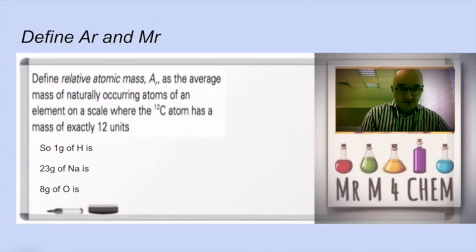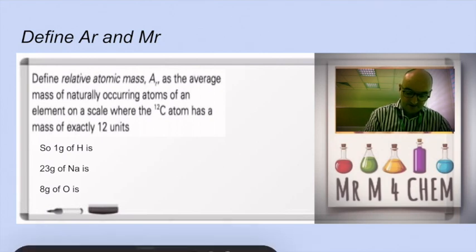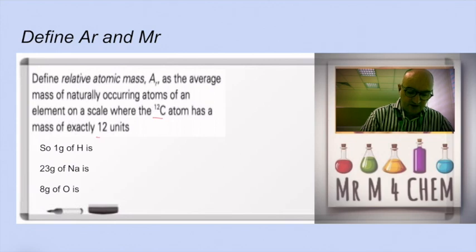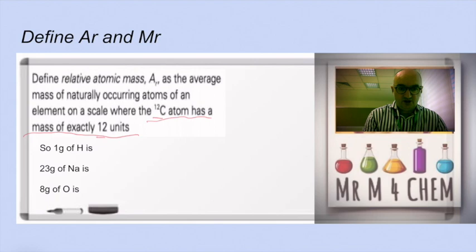This is a throwaway statement on your syllabus. Define atomic mass and molecular mass. So if you can, in your exam, define the atomic mass as the average mass of naturally occurring atoms, it should say isotopes, but we'll let them off, of an element on a scale where carbon-12 has a mass of 12 units. If it says define atomic mass, it's the scale where carbon-12 has a mass of 12 units. Just state it, write it down, you get the mark.